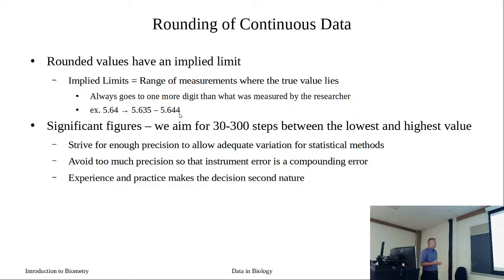Now, when we round, what are we aiming for in our data set? Well, we aim to have anywhere from 30 to 300 steps between our lowest value and our highest value. That's our target. Does that mean we're actually going to get there? Probably not. Sometimes you do, sometimes you don't. But what we try to do is aim for enough precision to allow adequate variation for our statistical tests and our statistical methods.